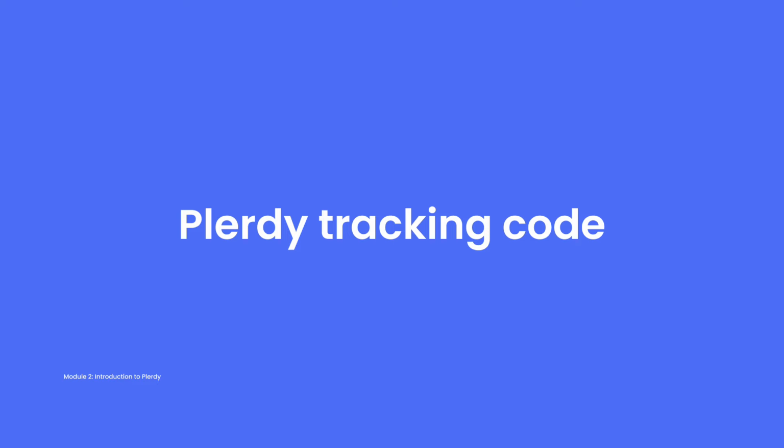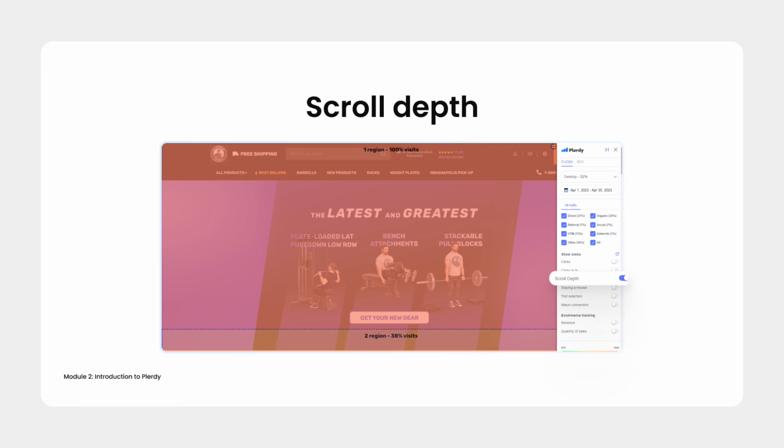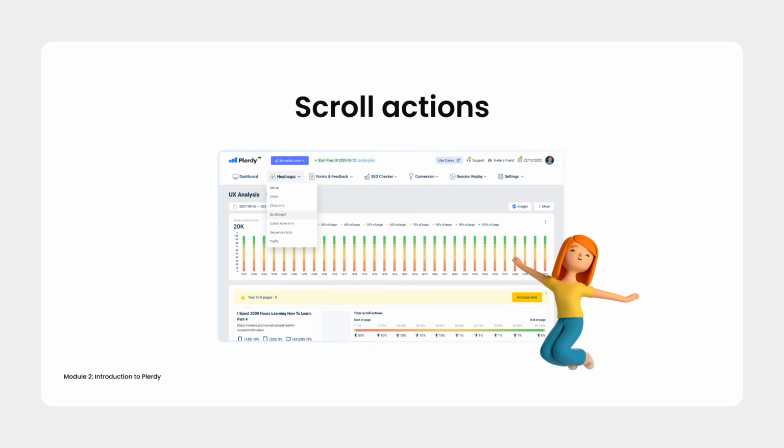To get started, add the Plerdy tracking code to your website. Once the data starts flowing, you can view heat maps for any page and compare results over different timeframes. Now let's move on to scroll heat maps. With these, you can see how far users scroll down your pages, helping you understand if important content is being viewed or missed. To access scroll heat maps, head to the Plerdy account and select the corresponding feature. You'll be able to see a color-coded representation of user scrolling behavior, with red indicating areas with the most engagement.